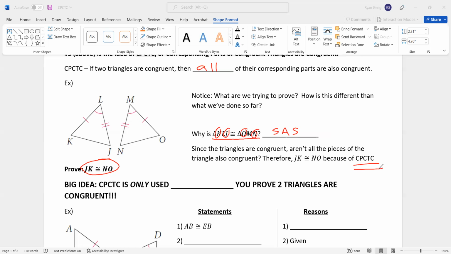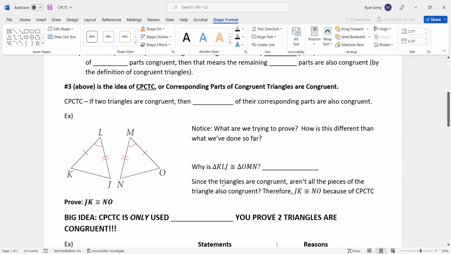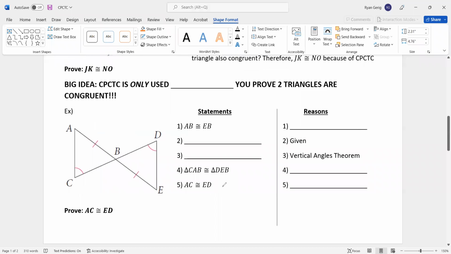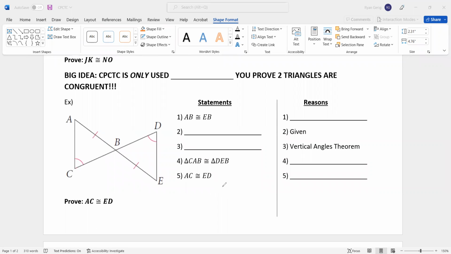One of the big ideas, huge idea here: CPCTC is only used after you prove the 2 triangles are congruent. Why do you have to use it after? Well, think about it. I'll go back up to what it stands for. Corresponding parts of congruent triangles. I have to prove they're congruent before I can use that definition. That's why CPCTC is used after you prove triangles are congruent. Please pay attention as we go through this.